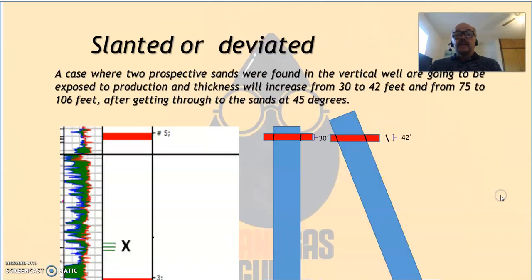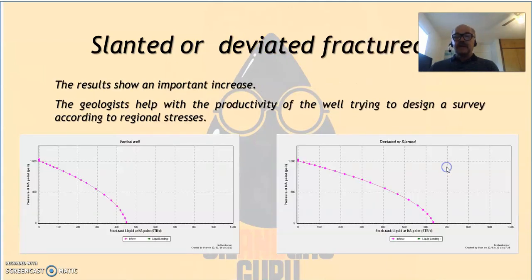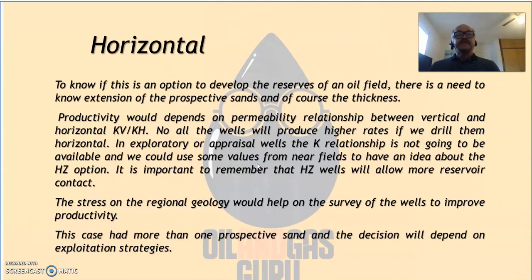So we sensitize what happens with the vertical well, if we deviate the well and get a better contact with the sand. What's the behavior? What happens if I frack that deviated or slanted well? So we have a portfolio of actions that we can do to the well to improve and optimize the production.